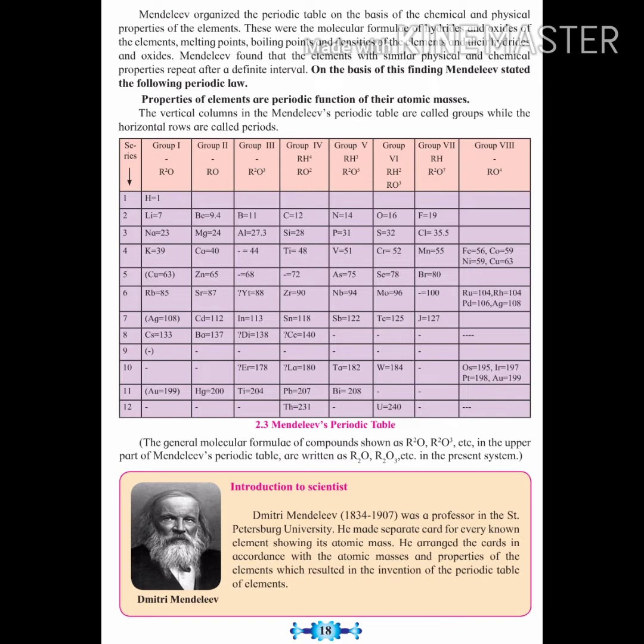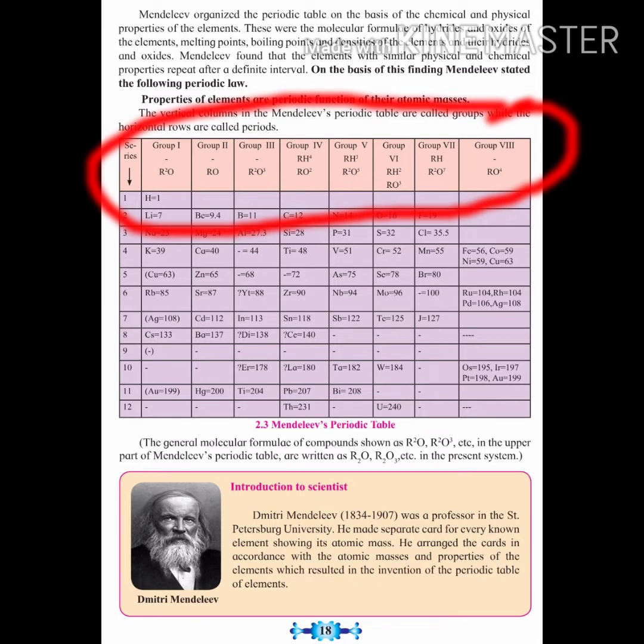He also made a periodic table, as you can see, on the basis of chemical and physical properties of the element. Physical properties, as you all know, are melting point, boiling point, density, all those things. And chemical properties are, if they react with some other element or compound, what will be the result, what are the products formed. Now he made 8 vertical columns. He called them groups, and the horizontal rows he named periods.